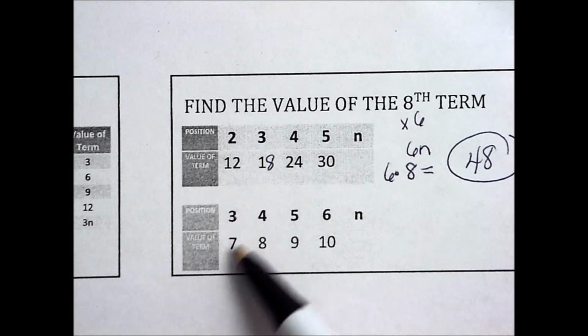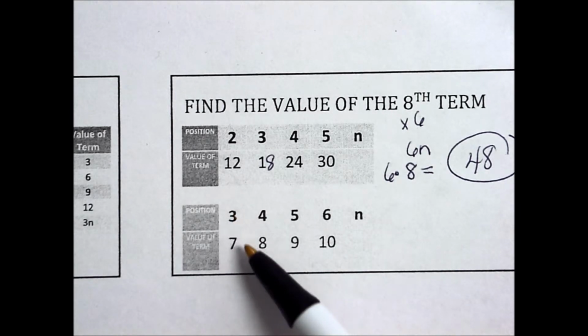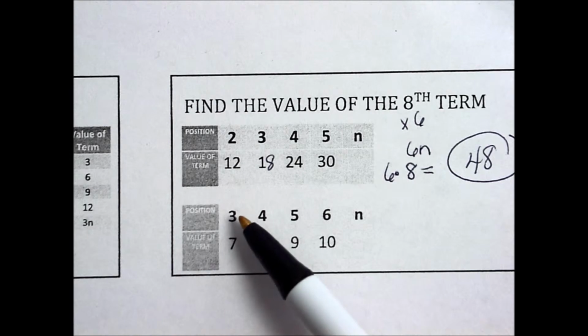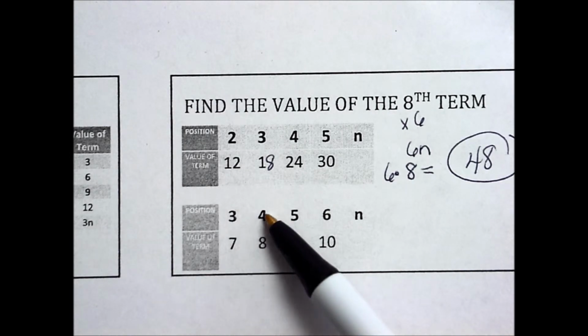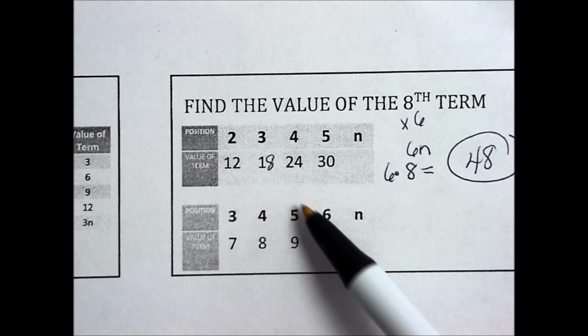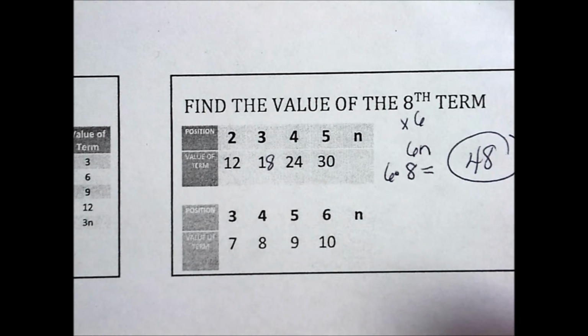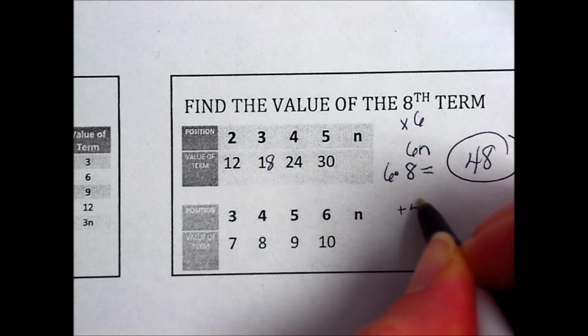See, the 3 is turning to a 7. Well, there's nothing I can multiply 3 by to get 7, so it tells me it's going to be an arithmetic sequence. I'll be adding. So 3, 4, 5, 6, 7. So it looks like plus 4. Let's check it. 4 plus 4 is 8, and 5 plus 4 is 9. So that is the rule. The rule is plus 4.